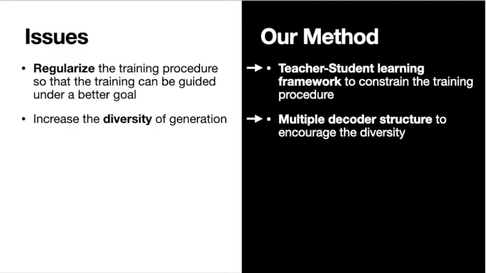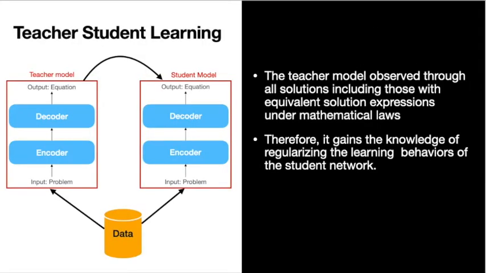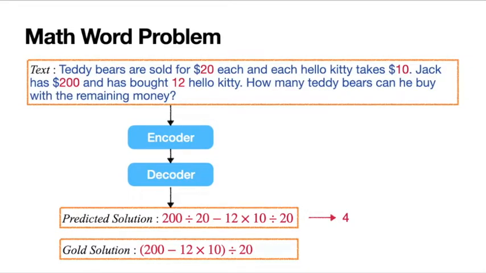First, the solution expression. Previous models will falsely penalize these correct solutions as the training objective only fits the fixed solution expression. For example, the label solution expression of the problem here is 200 minus 12 times 10 and then divide 20, although 200 divide 20 minus 12 times 10 divide 20 is also a correct solution expression and can compute the right answer. The previous training objective will undoubtedly penalize this kind of generation results.